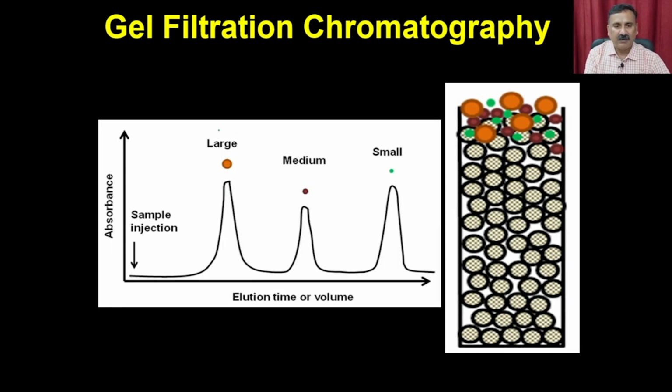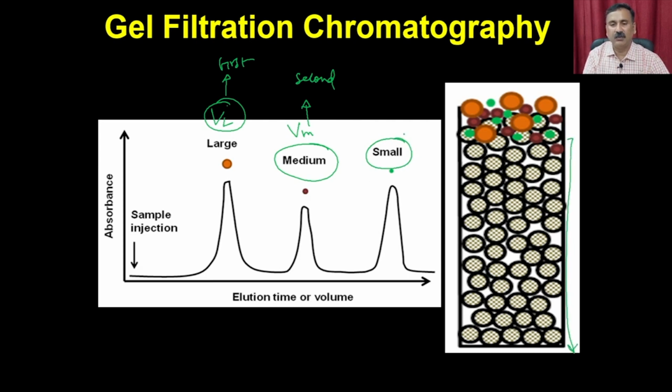So VL, you remember that the VL is the smallest, so this means the VL is actually going to be eluted first. The VM is going to be middle size, so it is going to be eluted second, and the small one is actually going to have to travel all the way from here to here, and that's why it is going to take the largest distance, right? So it has to be the last particle which is going to come out from the column.